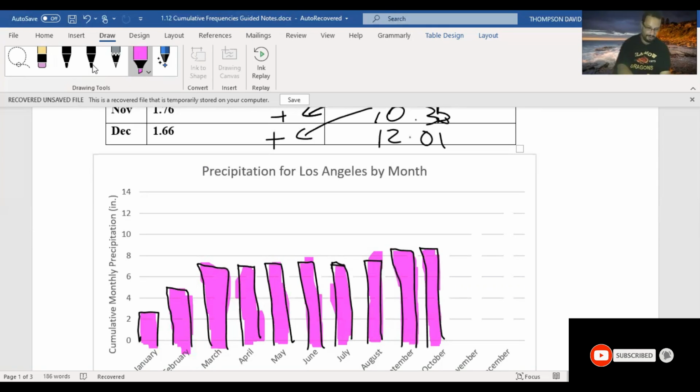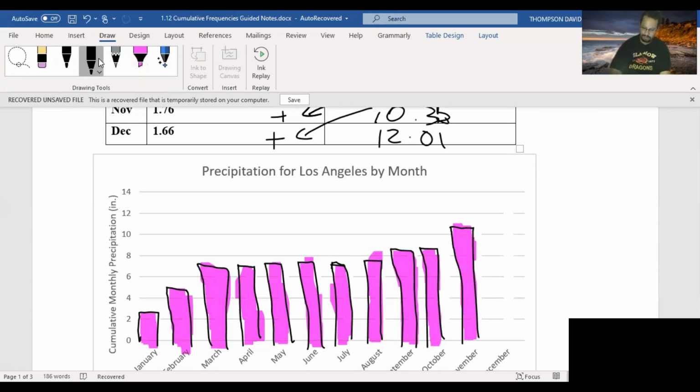November we have a little bit more, so we break 10 to get a 10.35. And then December we reached 12.01. And we're done graphing.